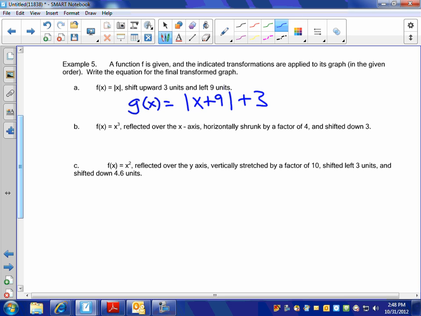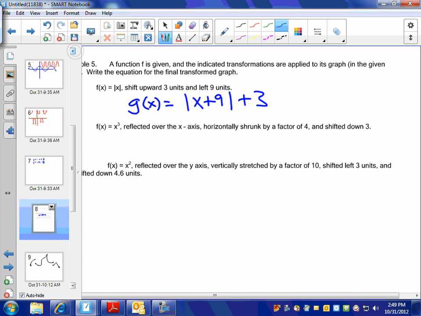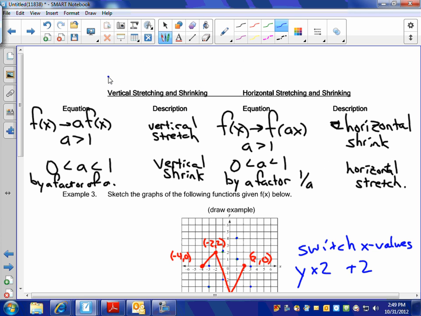F of x equals x to the third. I need to reflect it over the x-axis, horizontally shrink it by a factor of 4, and shift it down 3. So if I need to shrink it by a factor of 4, if I put a 4 in front of the x, will that shrink it horizontally? Look at your notes. If I put a 4 in front of it, is 4 greater than 1? Yeah, so that'll be a horizontal shrink. Okay?